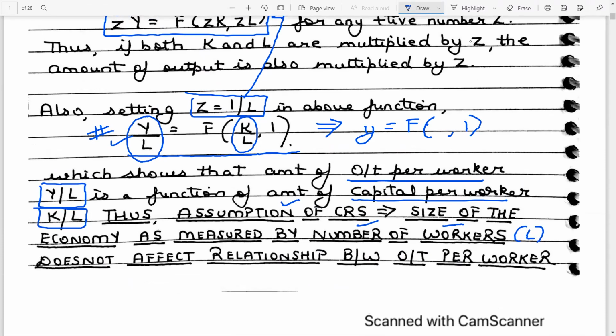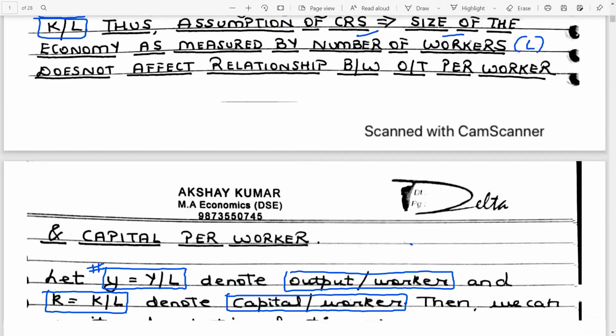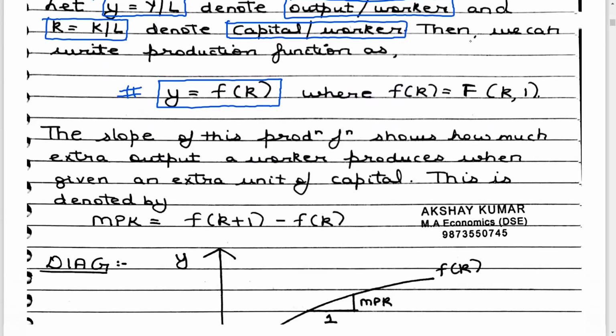Okay, let me correct it. This is small k. And this I can write as small f as a function of k. So y by L, which is small y, output per worker, is a function of capital stock per worker. So capital F of k comma 1, for simplicity we can write as small f of k. Hoping students have understood this. So this gives us our production function in per worker terms for the Solow economy.